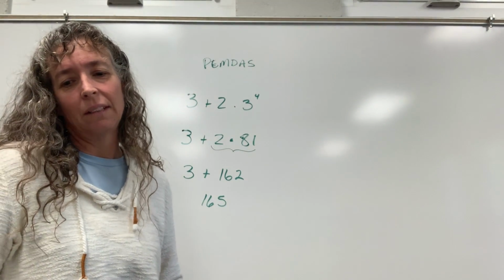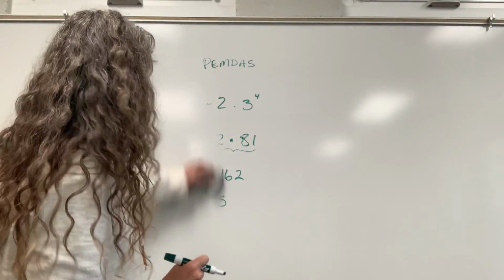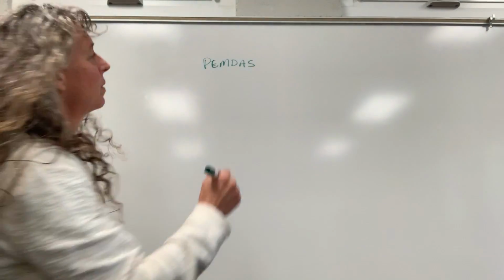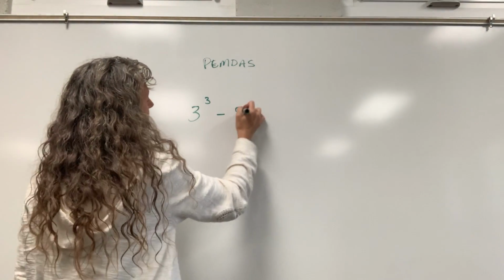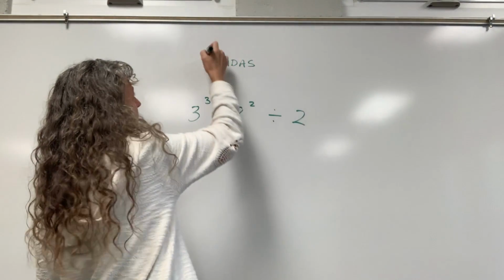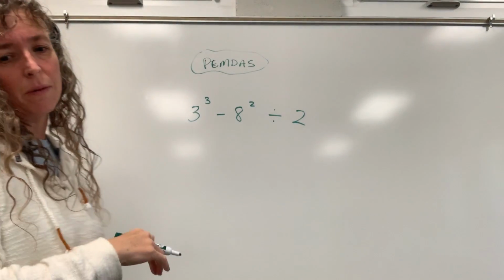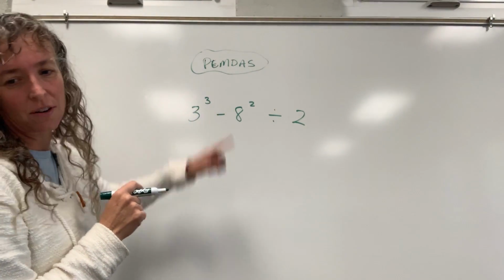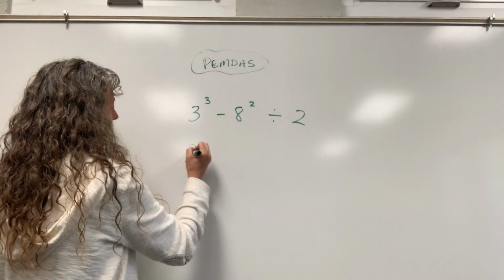Okay? All right. Let's do example 3B. We have 3 to the 3rd minus 8 squared divided by 2. All right, we're going to use our order of operations. Parentheses, are there any parentheses? No parentheses. We'll move on to exponents. I definitely have those. Let's go ahead and do those first. 3 to the 3rd, let's go ahead and get rid of that. What's 3 to the 3rd? 3 times 3 is 9, times 3 is 27.